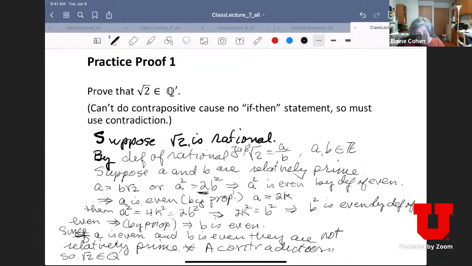Okay, now we can prove that little proposition. Prove that n squared even implies n is even. Okay, we're going to do a proof by contrapositive.